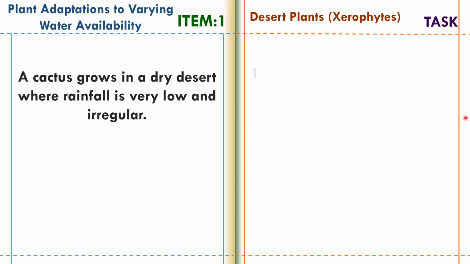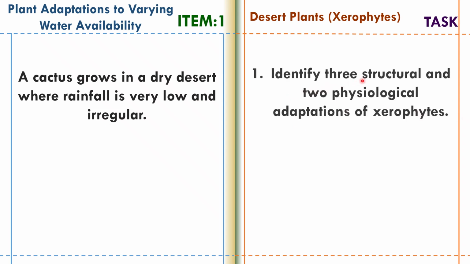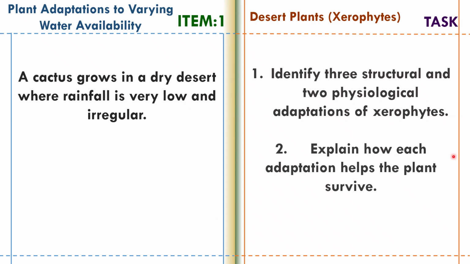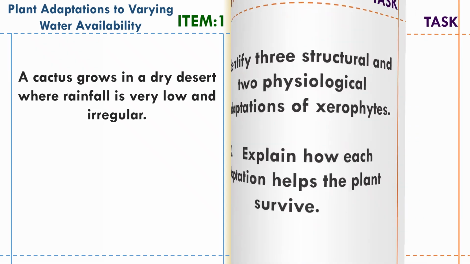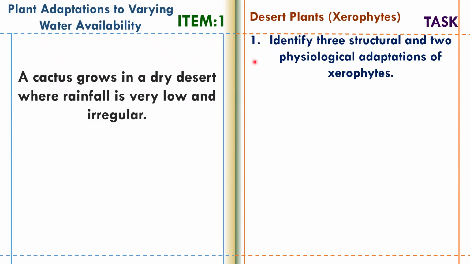Task: identify 3 structural and 2 physiological adaptations of xylophytes. Explain how each adaptation helps the plant survive. Identify 3 structural and 2 physiological adaptations of xylophytes.